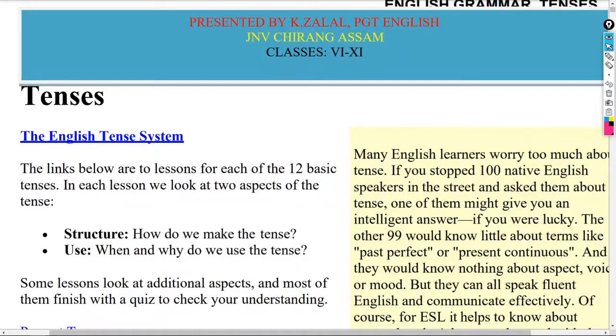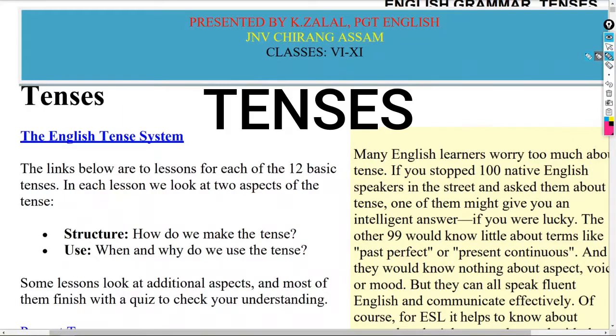Hello, good morning children. Today we are going to start with one very, very important lesson. The name of the lesson is the tenses.